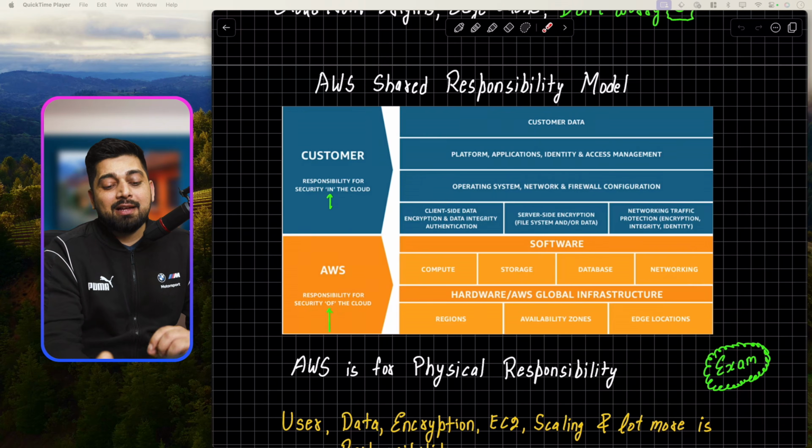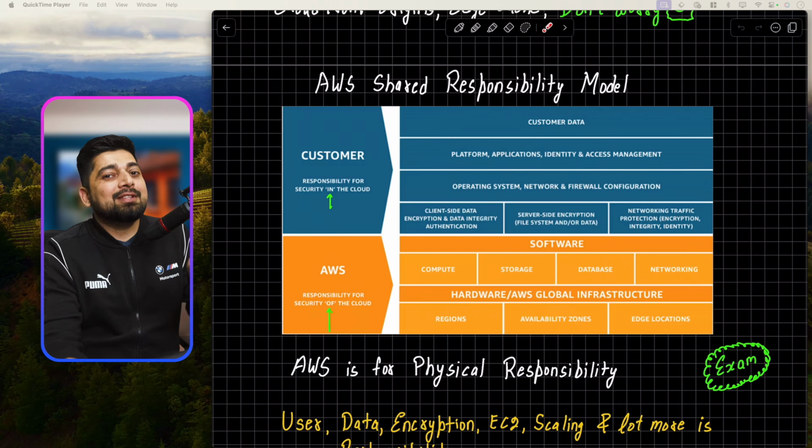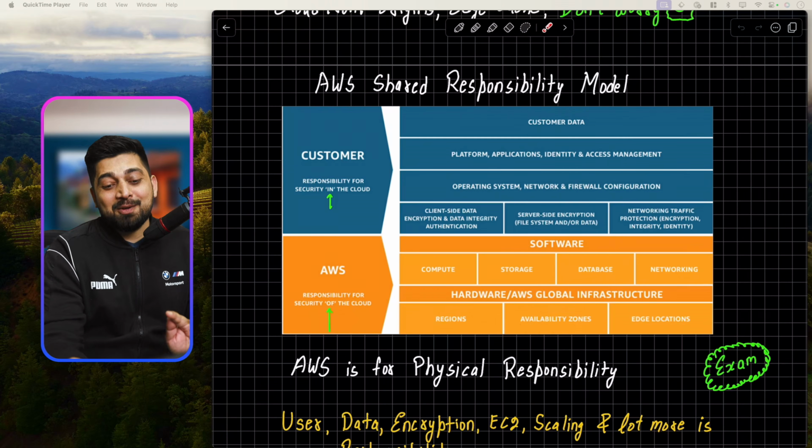Okay, given that, they are responsible for the regions, the availability zones and the edge locations. So wherever that is, it's their responsibility. They also provide you hardware and global infrastructure. That means they are making sure that nobody is walking into these regions or AZs and plugging pen drives into the hardware. That's their responsibility.